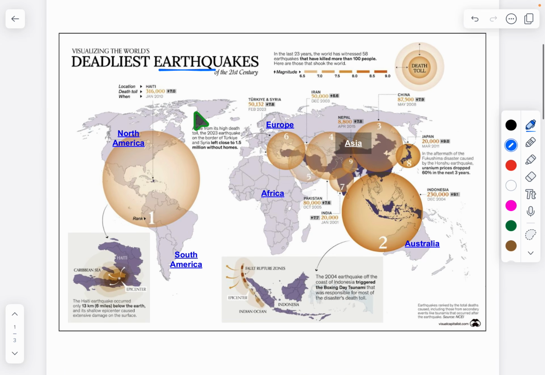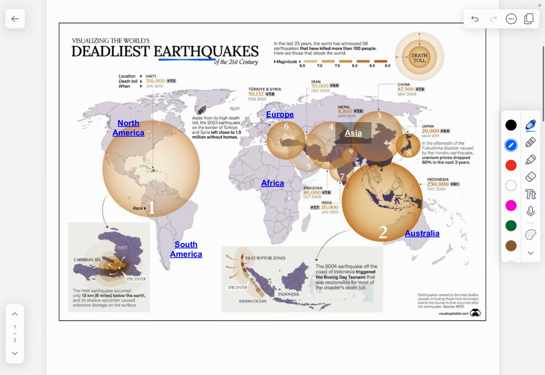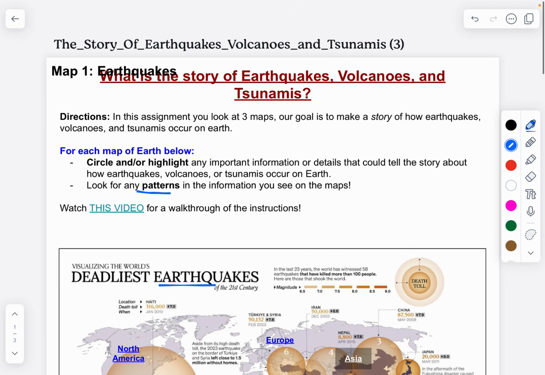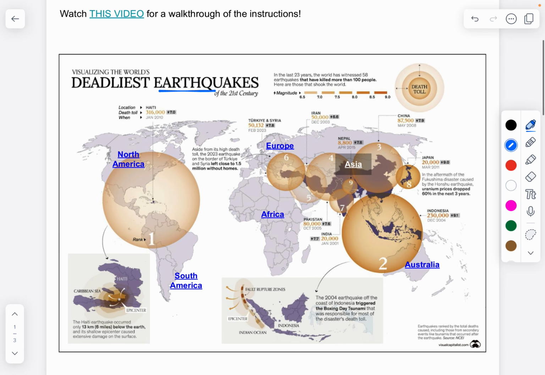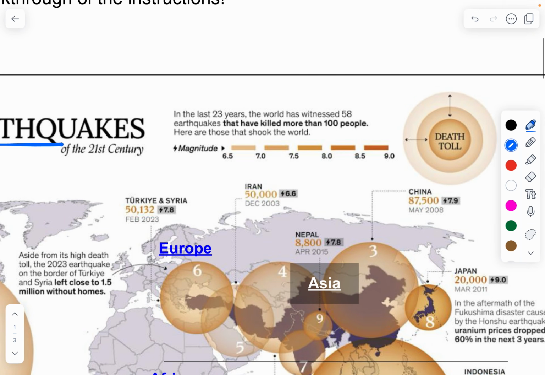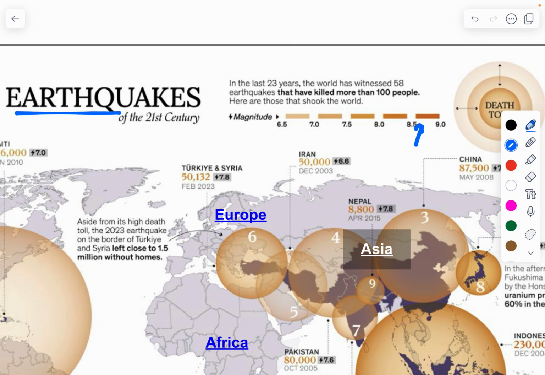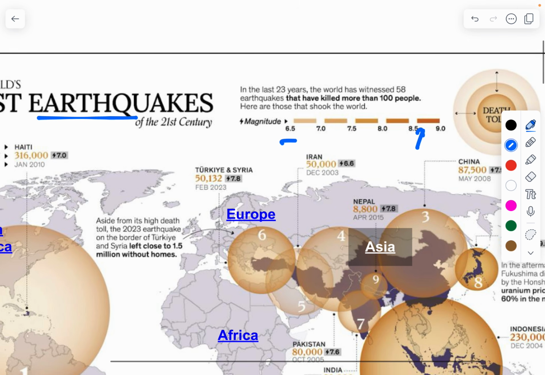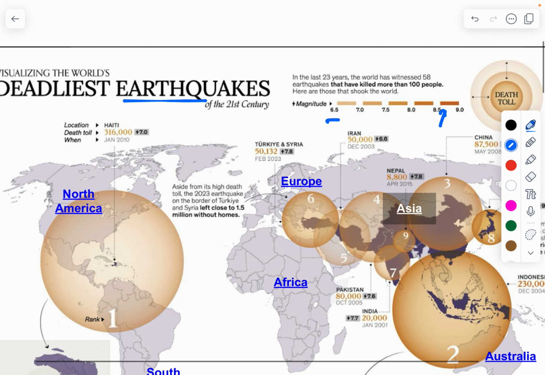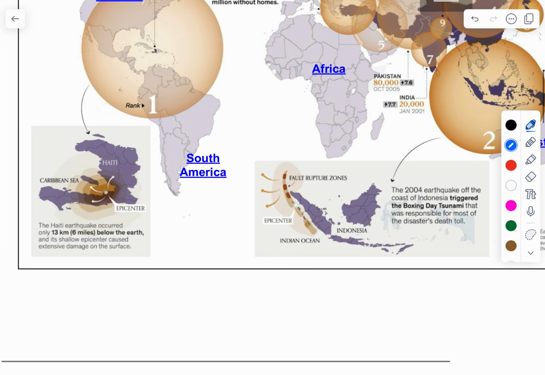So let's do this first one together, and then I'm going to let you do the rest of it. Okay, so what is annotation? Annotation is just making notes on what you're looking at. First let's take a look at this. These little colors are telling us how strong the earthquake is. So 9 is the strongest one, and 6.5 is the weakest one, at least in this picture. So what you want to do is read some of these descriptions here.